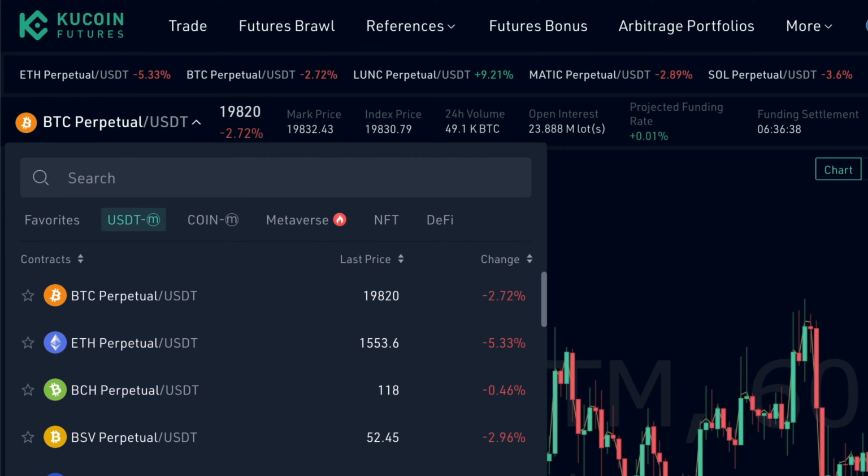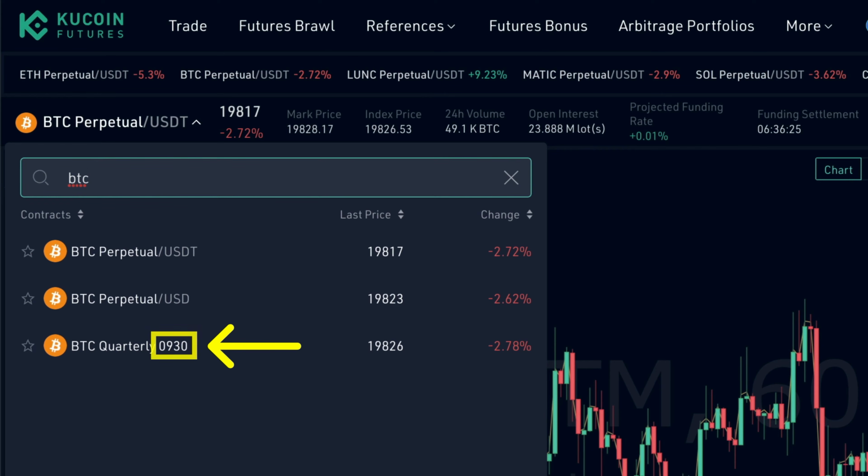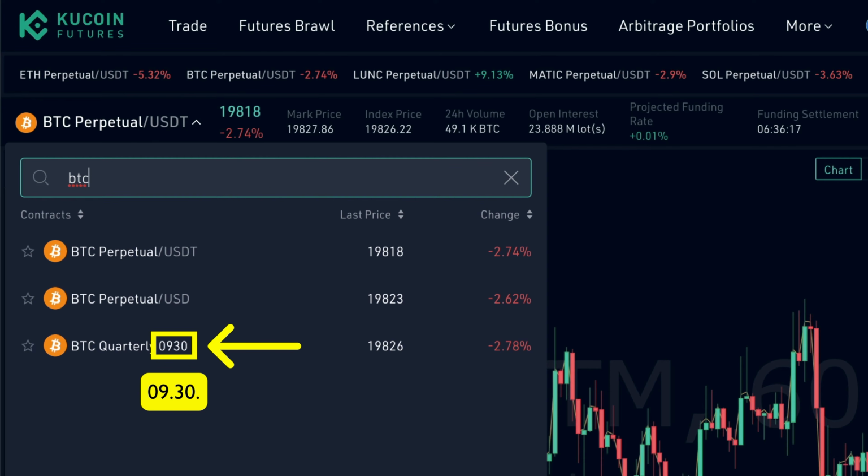So let's look for a Bitcoin future contract by typing in BTC. Here we can see that we have 2 perpetual future contracts and 1 quarterly future contract. The quarterly future is the one that has a delivery date or expiry date, which is the date when our position would be automatically closed. So here it would be September 30th. The 2 first digits are the month and the last 2 digits are the day of when this future will expire.